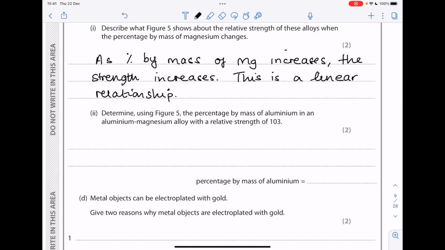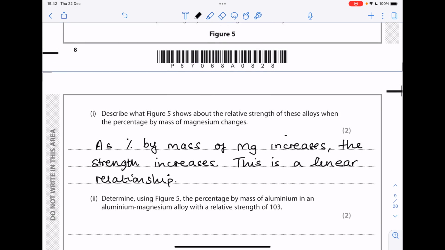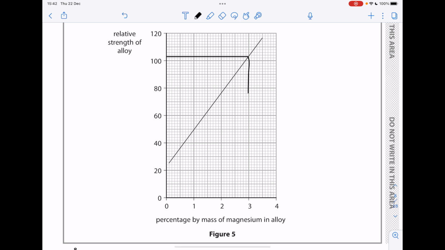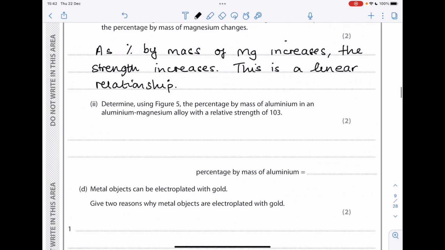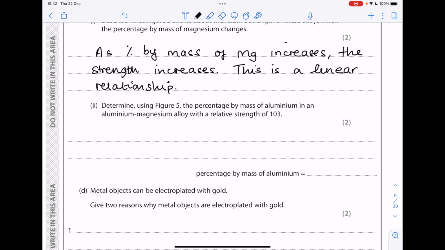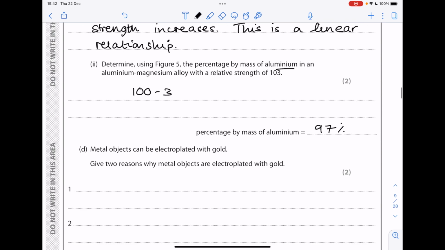Determine using figure 5 the percentage by mass of aluminium in an aluminium-magnesium alloy with a relative strength of 103. Let's read along here. Come down that x-axis. You can see it's 3% magnesium. So again, we're being asked about aluminium. So the answer here is that it's 97% aluminium.